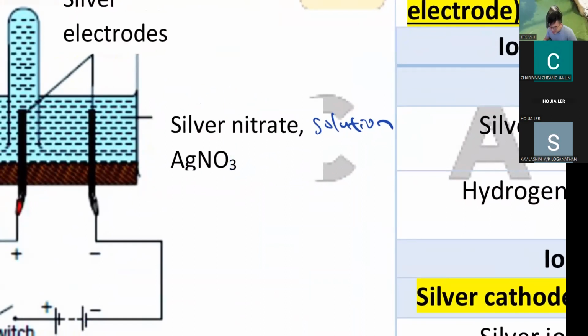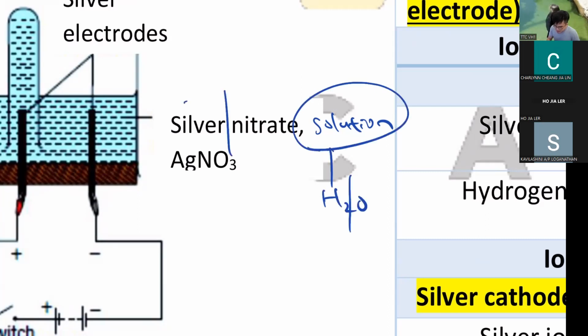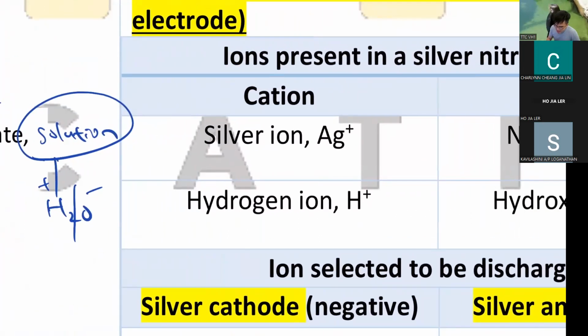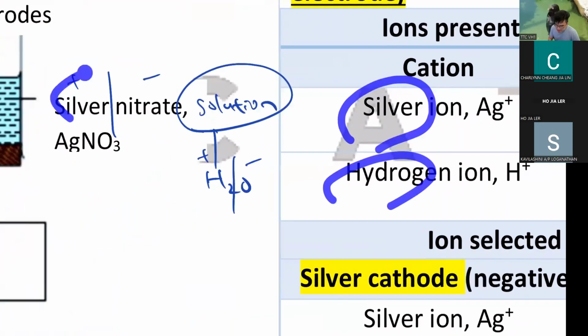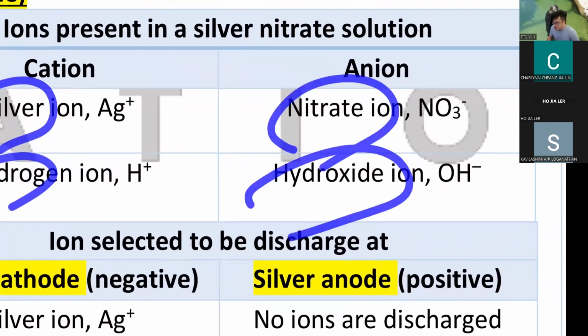So what word do you see here? What is the word I ask you to usually circle? Yes, H2O. Solution. And then you cut. Plus, minus. And then we just list down all the guys lah. 2 guys swimming in water, silver and hydrogen. 2 girls swimming in water, nitrate and hydroxide.